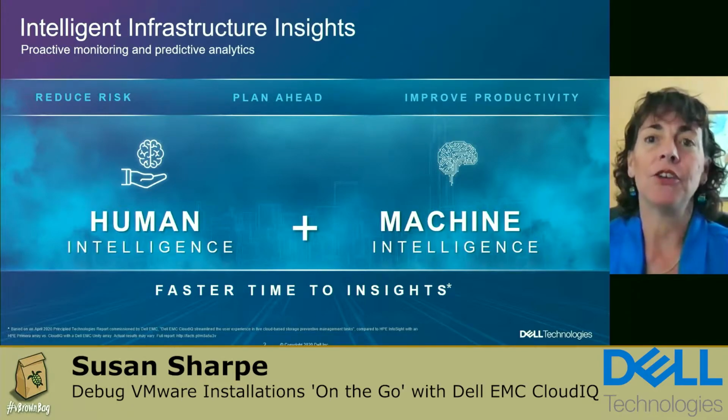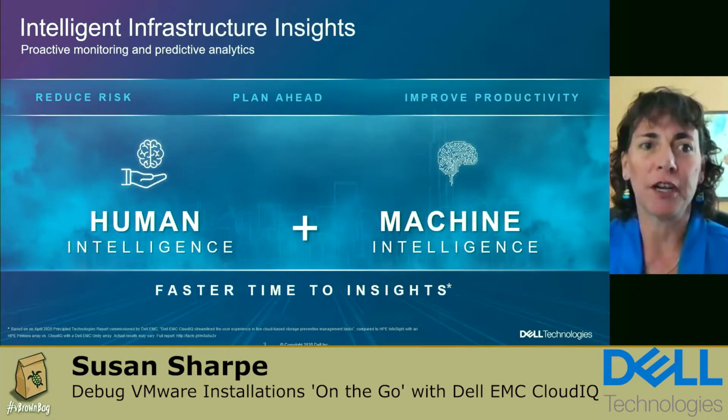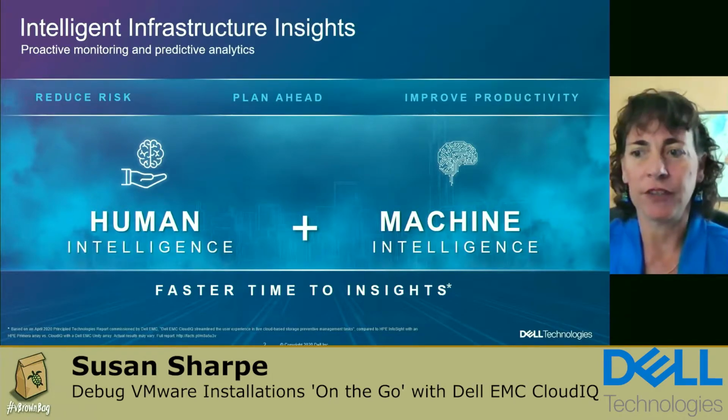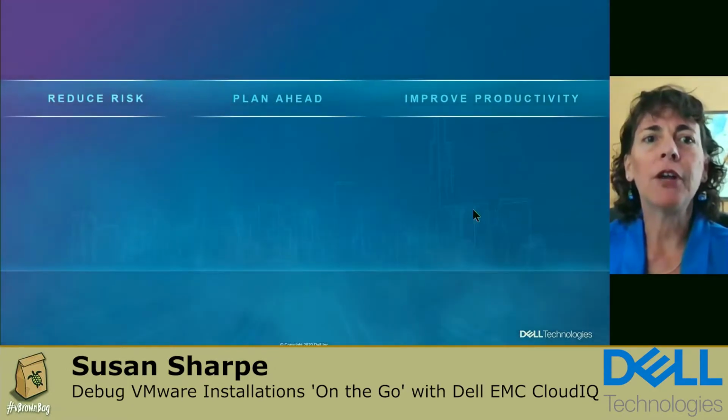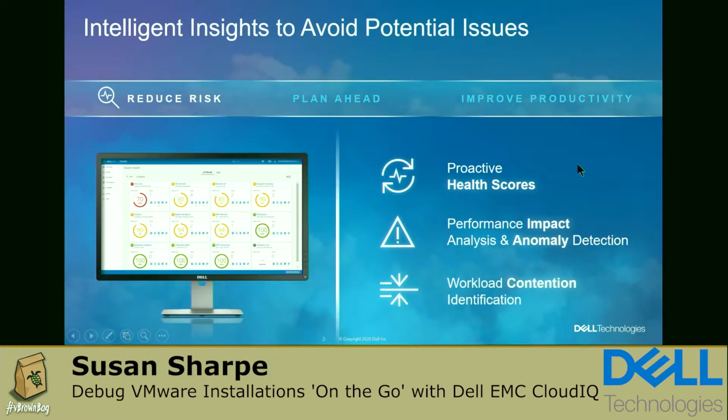When we talk about CloudIQ, the three main pillars we talk about are reducing risk, planning ahead, and improving productivity. So I'll tell you a little more about each of those. We'll start with how CloudIQ can help you reduce risk.